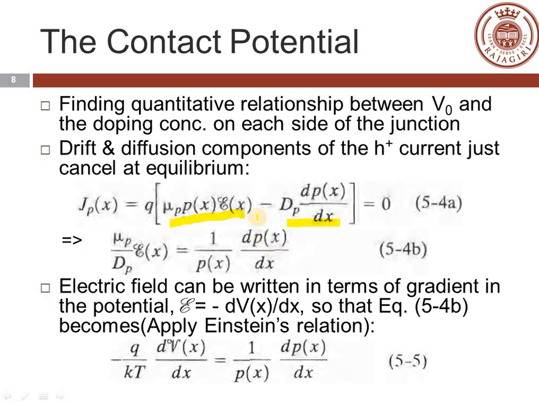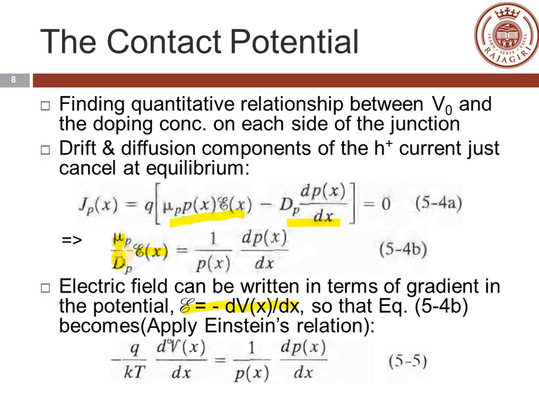So here what we have done is, in equation 5b, instead of E(x) we have substituted E equal to minus dV/dx. Then according to the Einstein relation that we have studied in the second module, D/μ equal to kT/q. So instead of μp/Dp you can write it as q/kT. Then you will get equation 5.